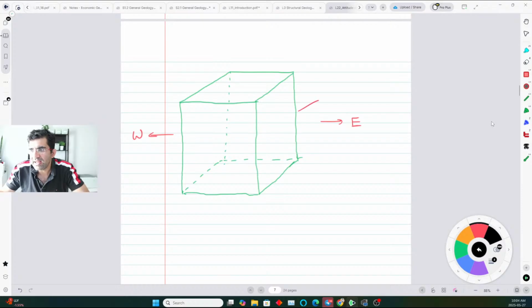And what will be that direction and that direction? So that will be the north wall. This wall will be the south wall. So this wall that you see here is the south wall, the south facing wall. Okay.